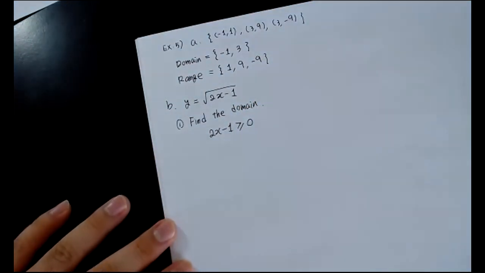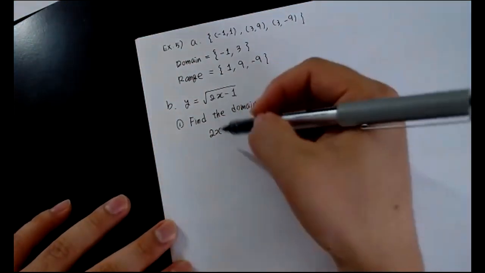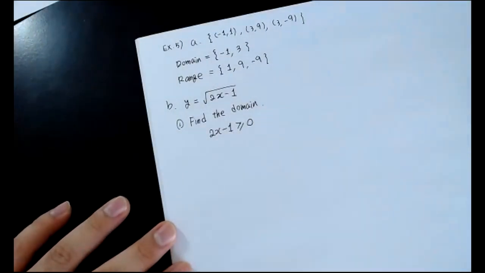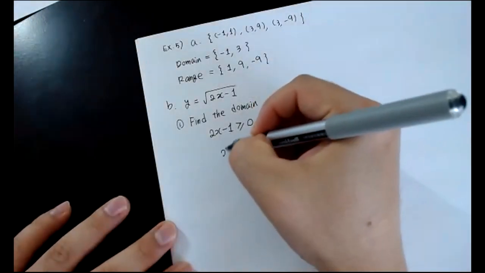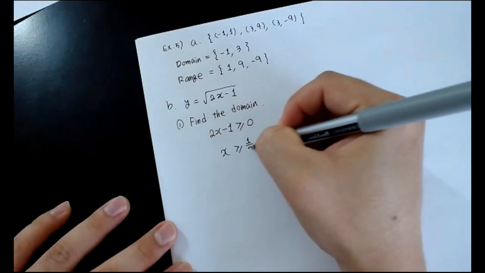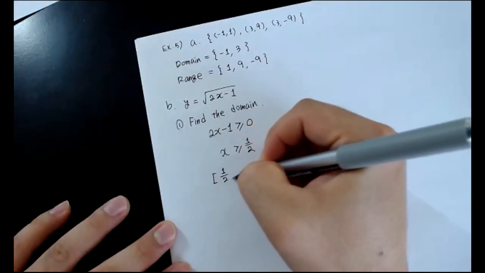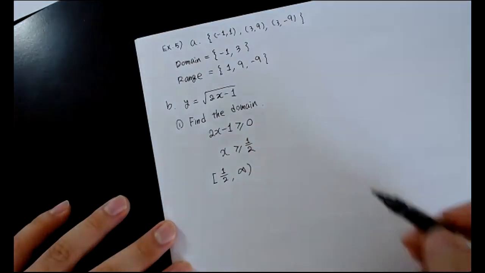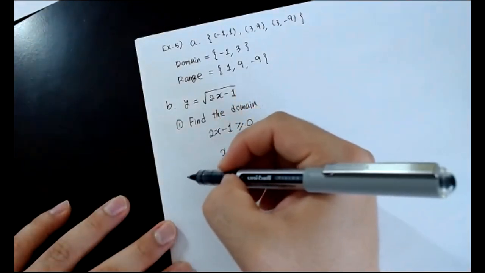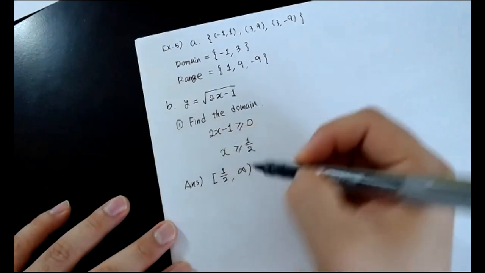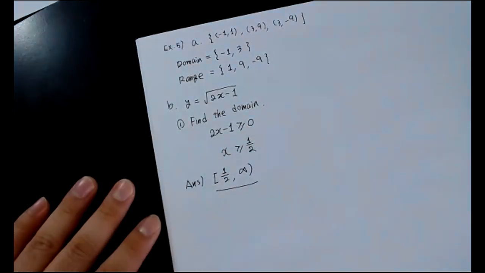Okay. So then, yeah, we know how to solve that linear inequality, right? So x must be what? Greater than or equal to 1/2, right? Okay. It means what? 1/2 to infinity, right? This is the domain. Okay. So the answer is what? The domain is the closed interval from 1/2 to infinity.